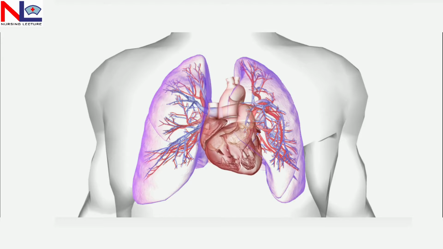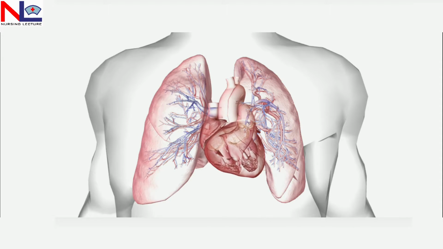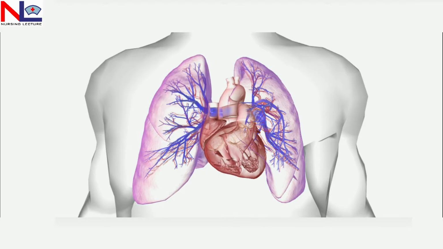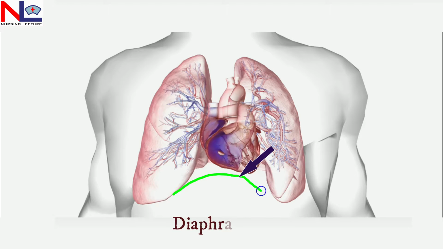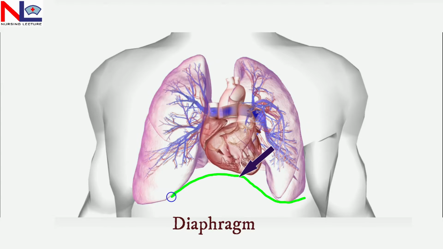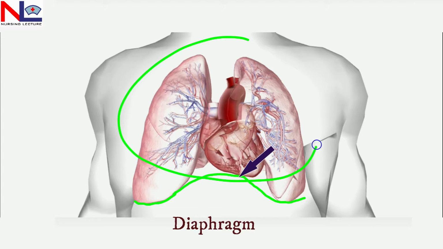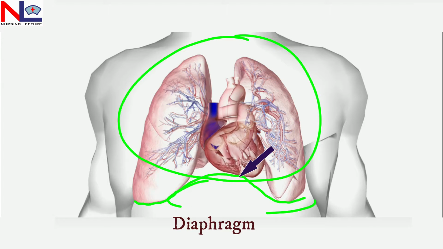And this structure rests upon the muscular partition between the thoracic cavity and the abdominopelvic cavity, that is called the diaphragm. So the diaphragm is a muscular partition between the thoracic cavity and the abdominopelvic cavity.